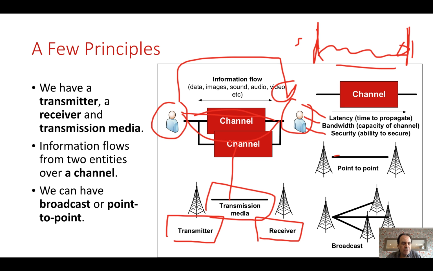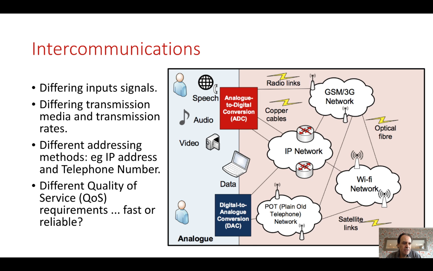We can also have a point-to-point communication. We can go from one place to one other place, or we can have what's called a broadcast. So we can send our signals out to many different places at the same time. Okay, so that's a few basic principles. But what we have within our communication infrastructure is lots of different types of networks.